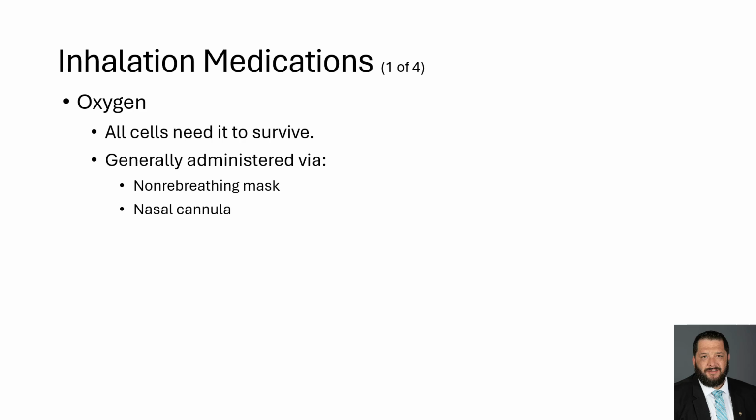Other types of medications are oxygen. This is an inhaled medication. We've talked extensively about oxygen in the airway and respiratory chapters. It is administered via non-rebreather mask, nasal cannula, or perhaps a bag valve mask, and all cells need oxygen to survive. Fundamental treatment principle with oxygen: if a patient is hypoxic, they should always be receiving oxygen. But if a patient is not hypoxic, oxygen is not necessary and should not be administered.